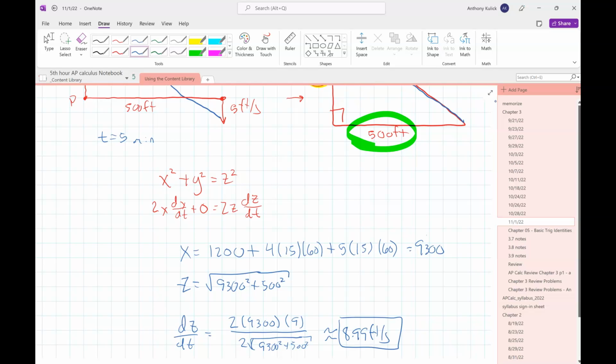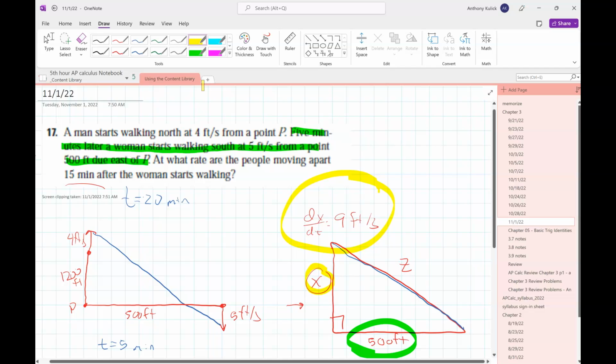Except, why do you have 9 in the numerator? Like, where's the time sign? That is the dx dt. Right? That we said was 9. Because that's how long that side x is growing each second.